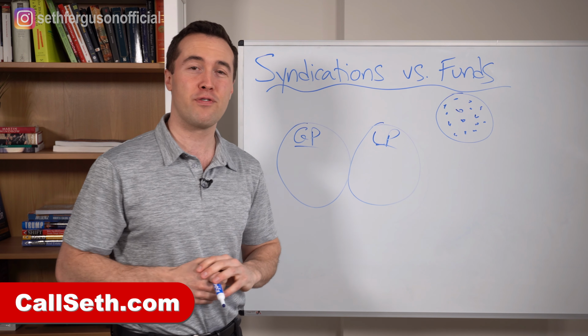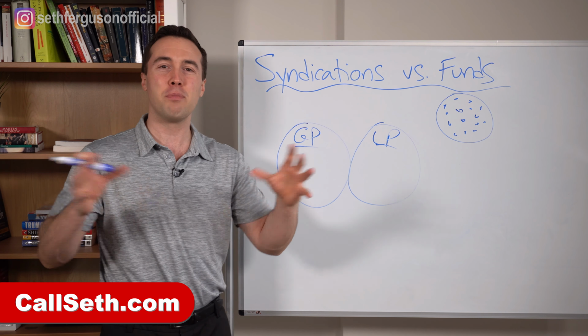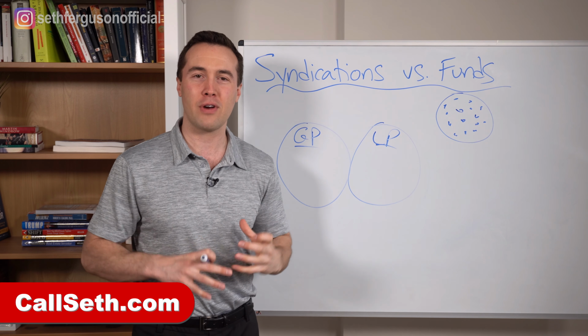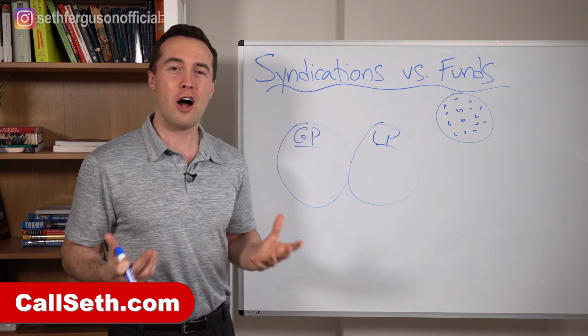Now, LPs are afforded protections under the law. So let's say a deal blows up or the fund blows up. Well, the GPs are on the hook for everything. All the lenders, everybody else is going to come after the GPs. The LPs are risking their capital, but they're not on the hook for everything else. So, like I said, they are afforded protections under the law.